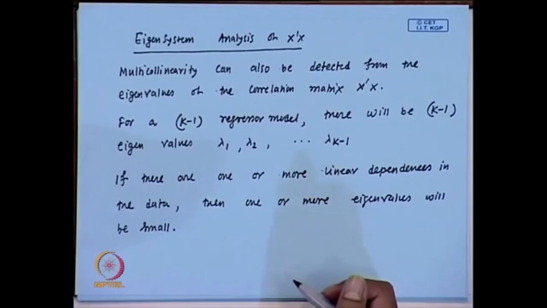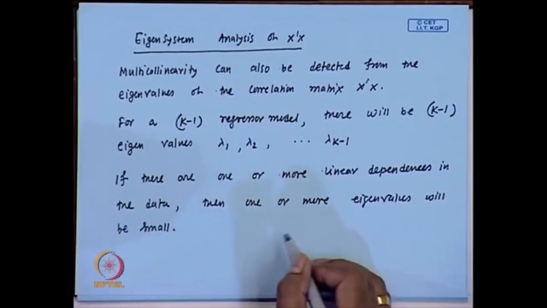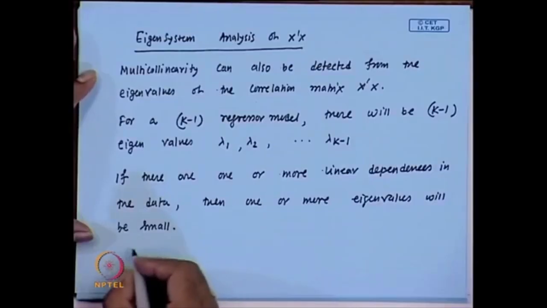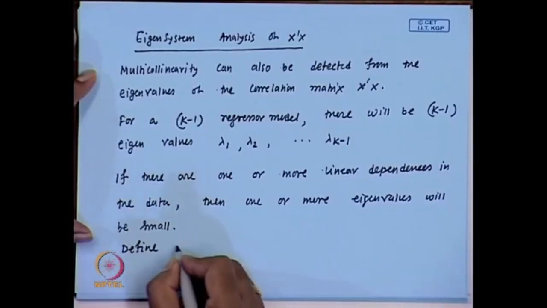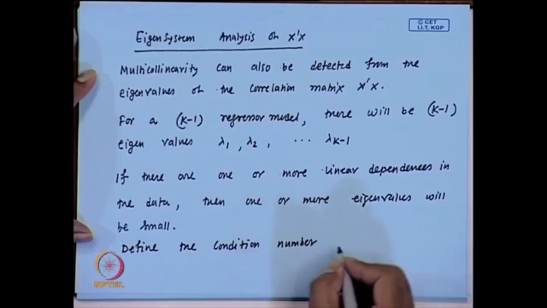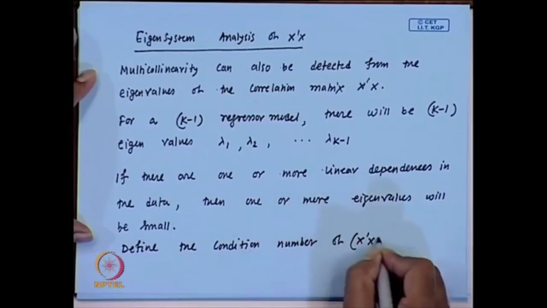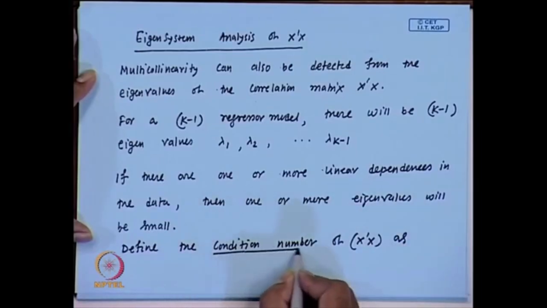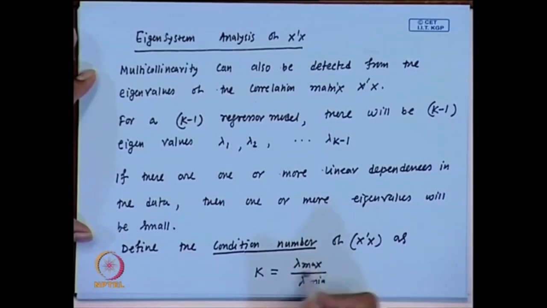Basically, small eigenvalues imply that there is a linear dependence between the columns of X. Now, we define the condition number of X prime X as k, which is equal to lambda max by lambda minimum. Lambda max is the maximum eigenvalue and lambda minimum is the minimum eigenvalue.